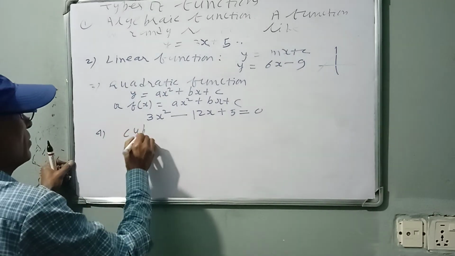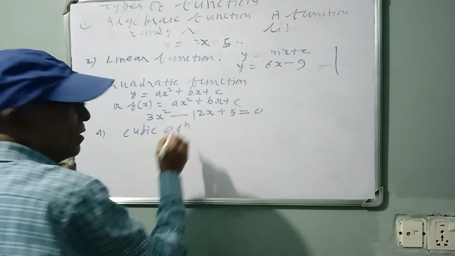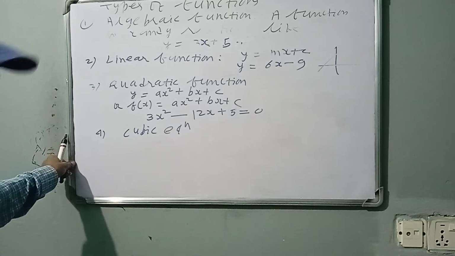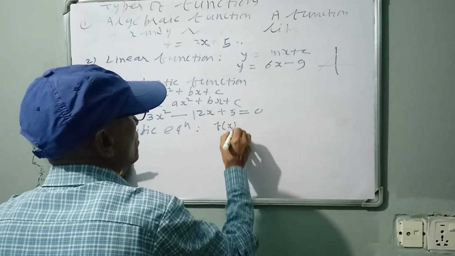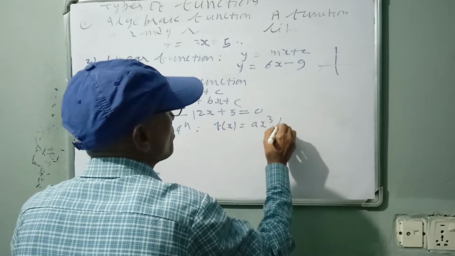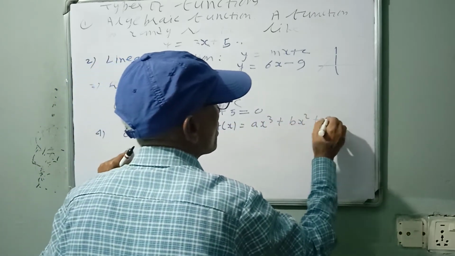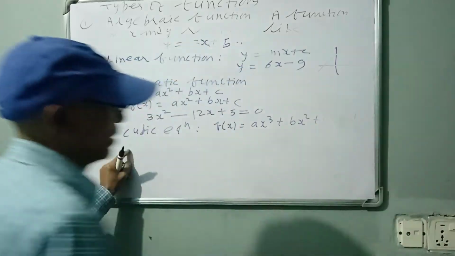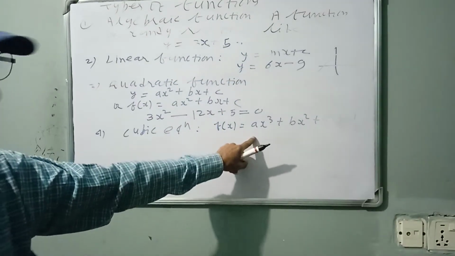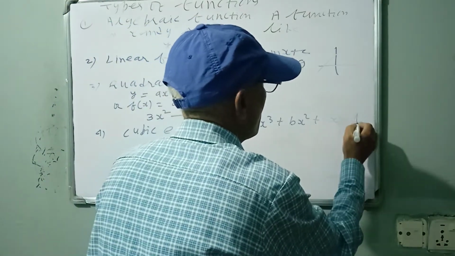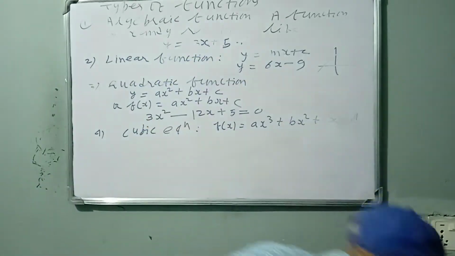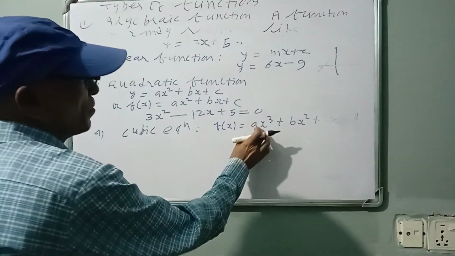Cubic function. The definition of a cubic function: f(x) equals ax cube plus bx square plus cx plus d. A function in the form of ax cube plus bx square plus cx plus d is called a cubic function, because of x cube.